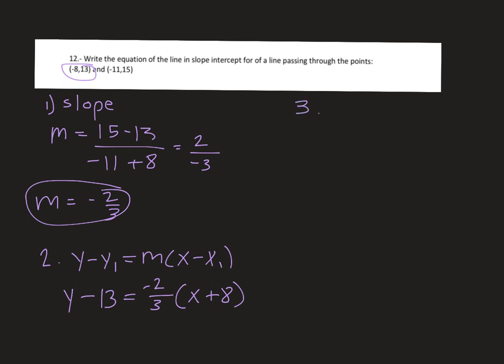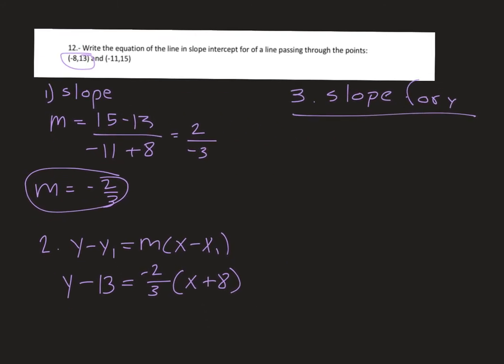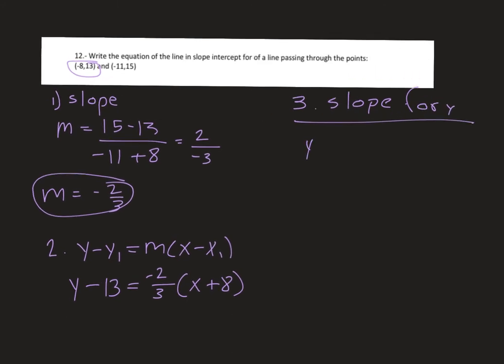The last thing that we need to do is put it into slope-intercept form. So the last step when we're writing the equation of the line is solve for y. Okay. And when we're solving for y, it's pretty simple here. We are just going to distribute the negative 2/3 through. So we've got negative 2/3 x, and then negative 2/3 times plus 8 would be negative 16/3.